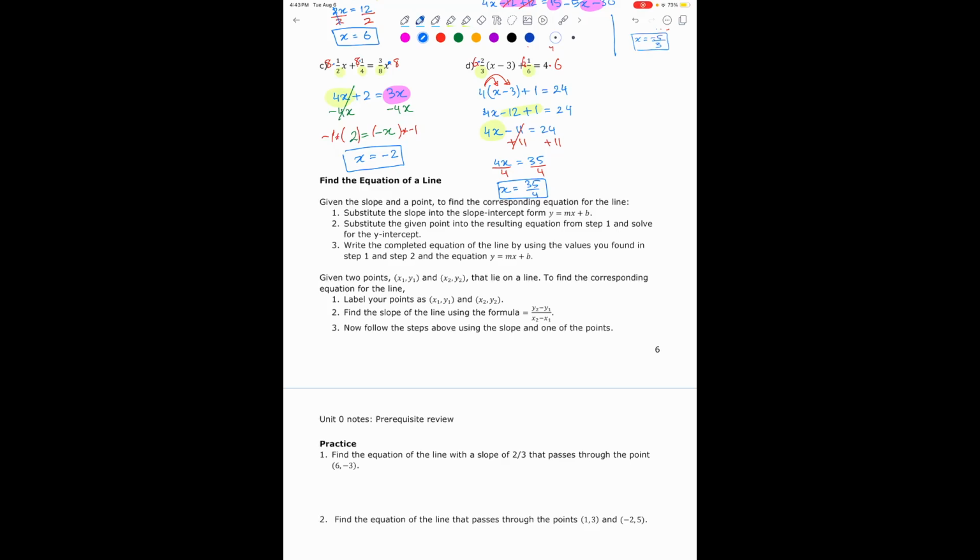Unit 0 notes, Math 1340, pages 6 and 7. Finding the equation of a line.